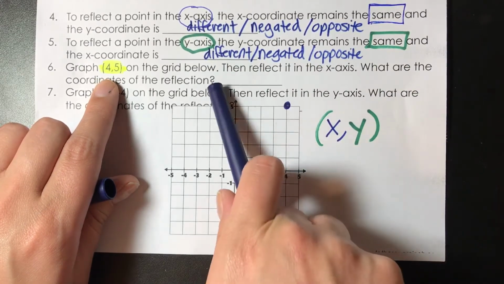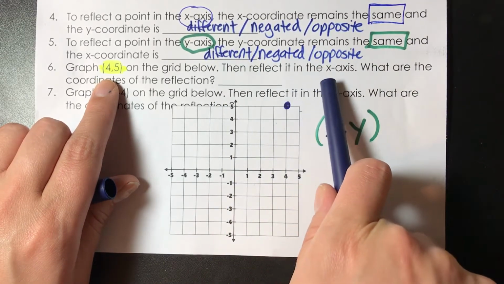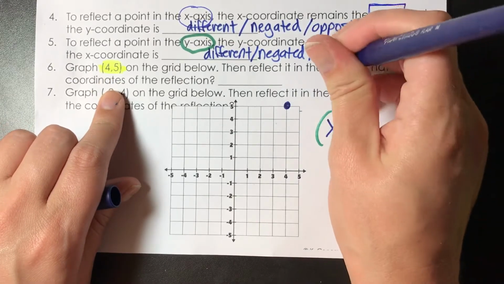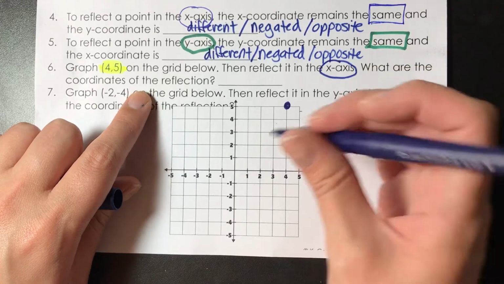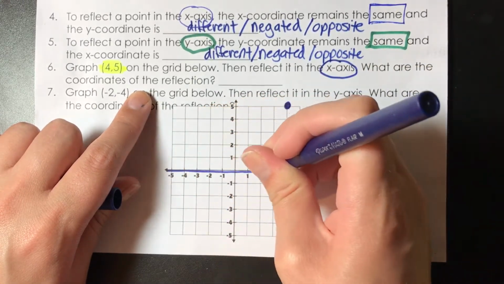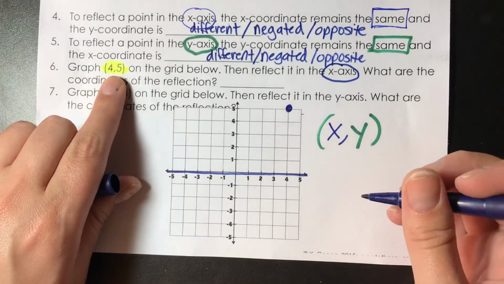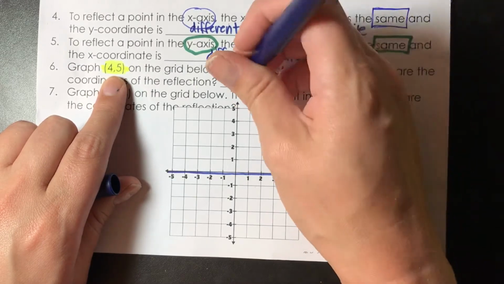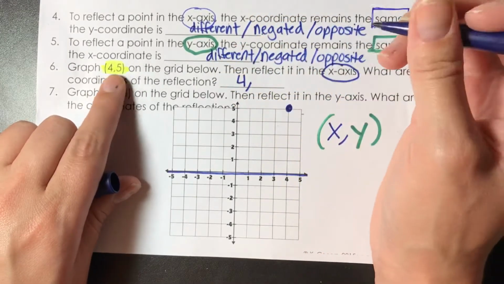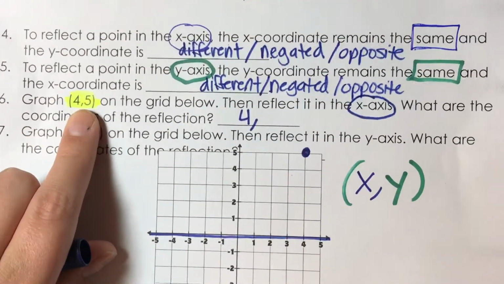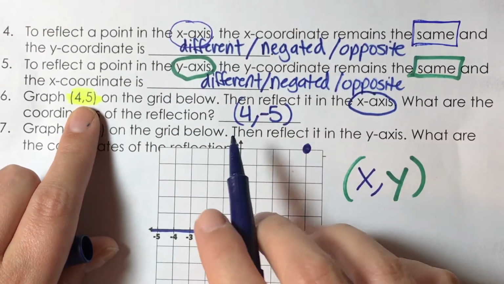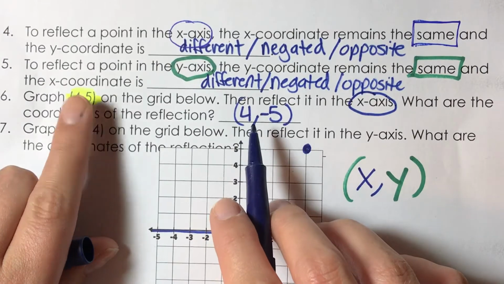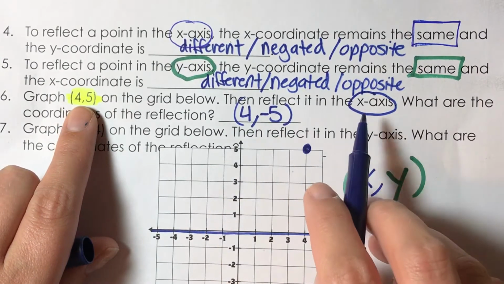I did that. Then reflect it in the x-axis. I'm going to circle that. What are the coordinates? So if I'm reflecting off of the x-axis, that means the x's are going to stay the same. So that's going to be positive 4. What's the opposite of positive 5? Negative 5. Those are going to be the new ordered pair reflecting off of the x-axis.